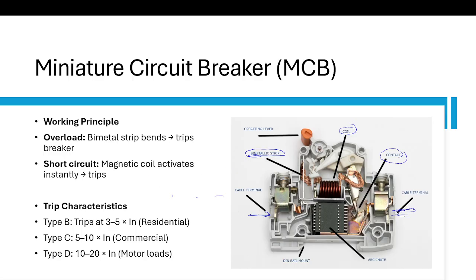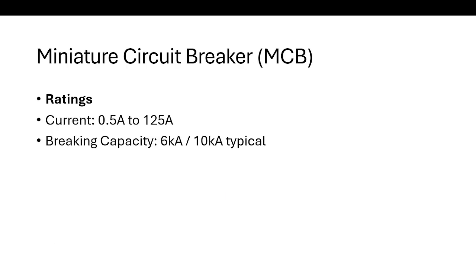Now, trip characteristics: it trips at 3 to 5 seconds in residential, 5 to 10 seconds in commercial, and 10 to 20 seconds in motor loads. In what rating does the MCB come? It comes in 0.5 to 125 ampere. Higher than 125 ampere, we need to use an MCCB.